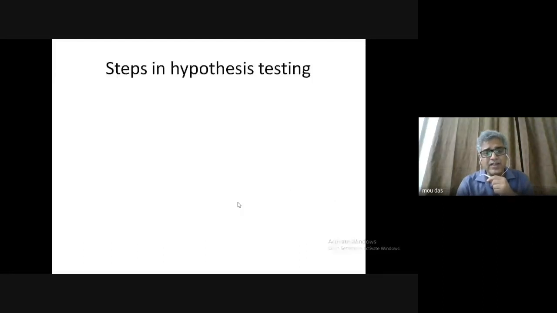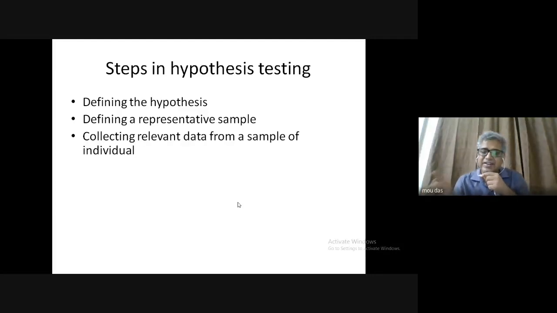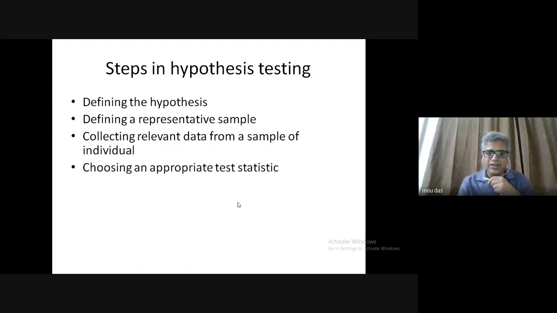What are the steps involved in hypothesis testing? Defining the hypothesis very clearly, taking a representative sample, collecting the relevant data, the variable or the variable attribute we want to test in that sample, collecting that from each individual in the sample, using the appropriate test statistics depending on the probability distribution. If it is a continuous variable and a big sample, you can take a Z test. If it's a small sample, you can take a T test. If it's categorical data, you can take a chi-square probability distribution. If it's dichotomous data, you can use a binomial distribution and so on.